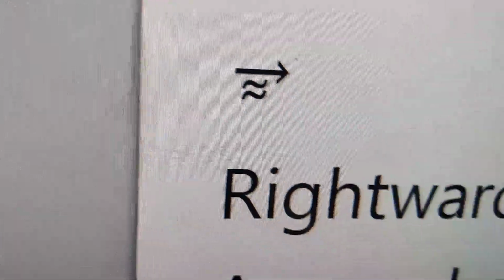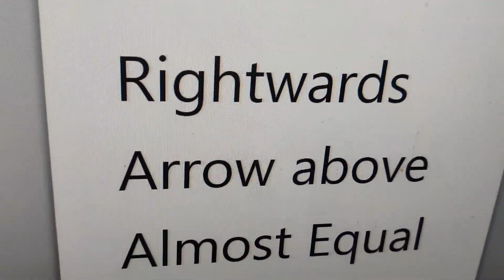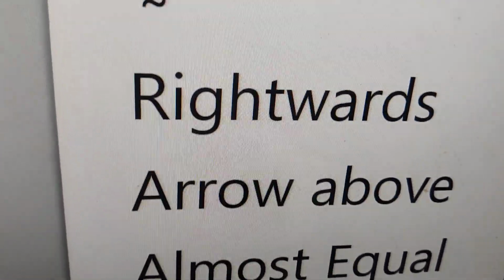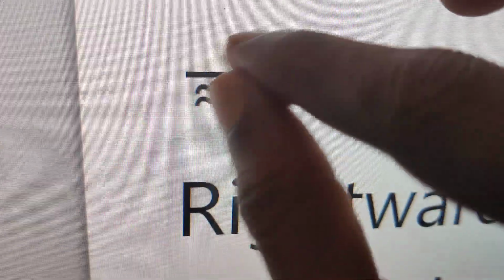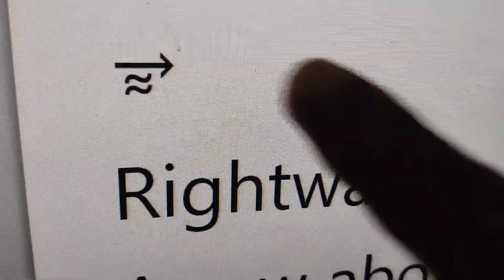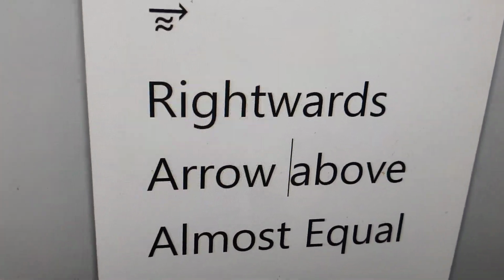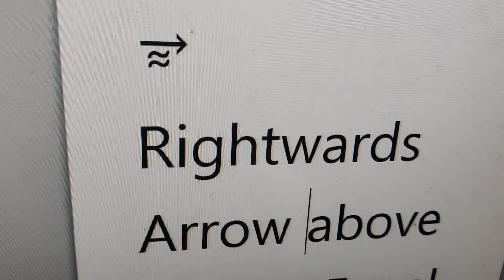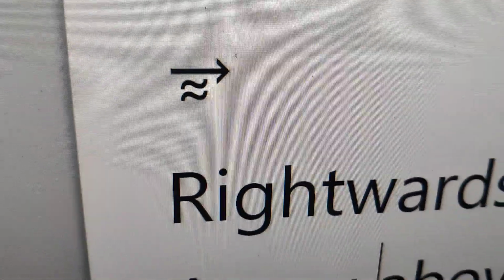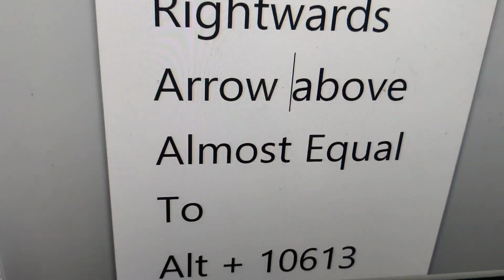So this is the symbol, that is rightwards arrow above almost equal to. You can see that this is the symbol of almost equal to, and this is the rightwards arrow. So we have created a rightwards arrow above almost equal to. This symbol we have created in our computer using keyboard shortcut Alt 10613.